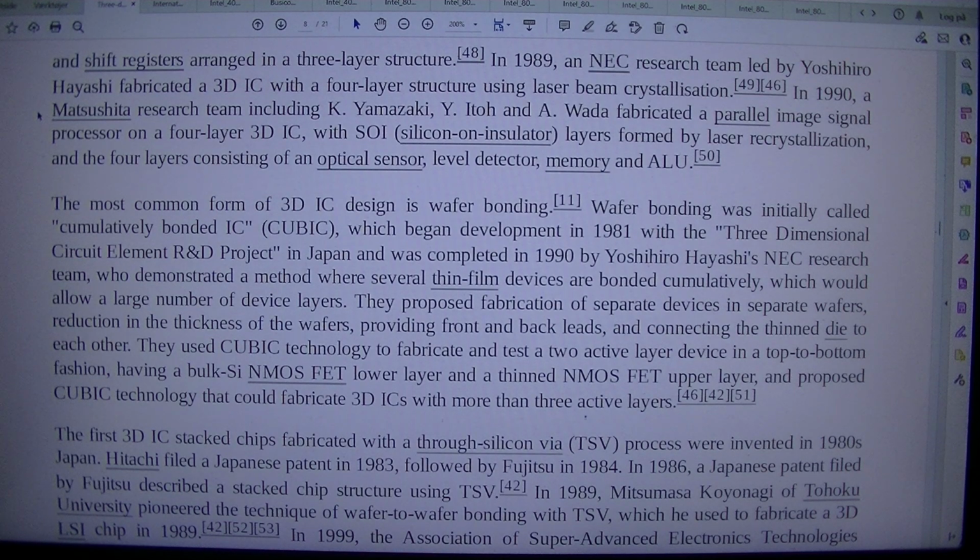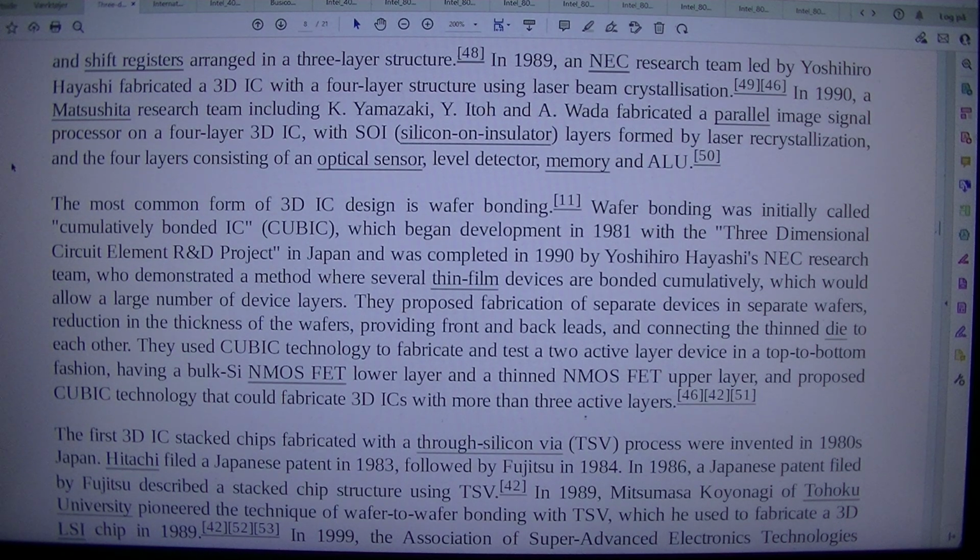In 1989, an NEC research team led by Yoshio Hayashi fabricated a 3D IC with a four-layer structure using laser beam crystallization. In 1990, a Matsushita research team including Kei Yamazaki, Waito and Awada fabricated a parallel image signal processor on a four-layer 3D IC, with SOI, silicon-on-insulator, layers formed by laser recrystallization and the four layers consisting of an optical sensor, level detector, memory, and ALU.